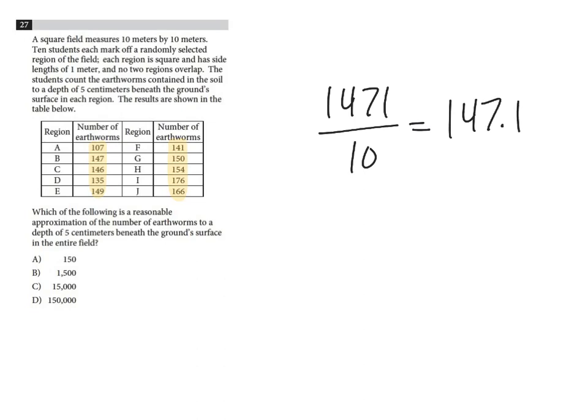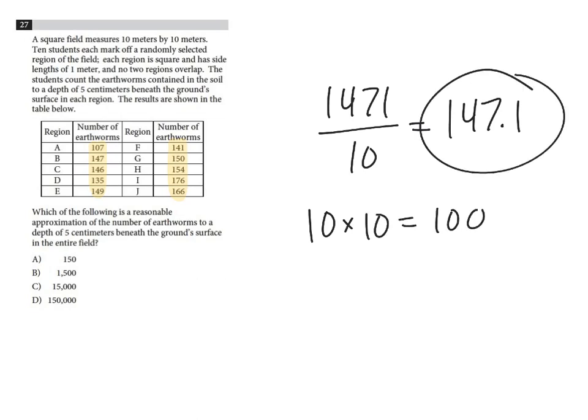And we get 147.1 per region. Well, the whole field is 10 by 10, that's going to be 100 square meters, so we need to multiply this by 100. If we multiply by 100, we move the decimal to the right 2 spaces, and it looks like it's going to be 14,700. So C would be our approximation for the total number of earthworms across the field.